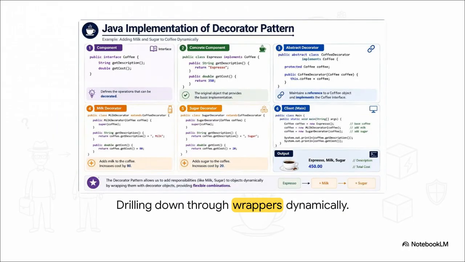Now, looking at the actual implementation, specifically the main client code, look how effortlessly this reads. We say coffee coffee equals new espresso. Right now it's just espresso. The cost is $3.50. Next line, coffee equals new milk decorator coffee. We just took the original object, passed it into the milk wrapper, and reassigned it. Now the cost logic dynamically adds $.80. Then we do coffee equals new sugar decorator coffee. The cost adds another $.20. When we finally call get description or get cost, the request drills all the way down through those wrappers and literally bubbles back up, calculating a total of $4.50. And the best part, 0 subclasses required.